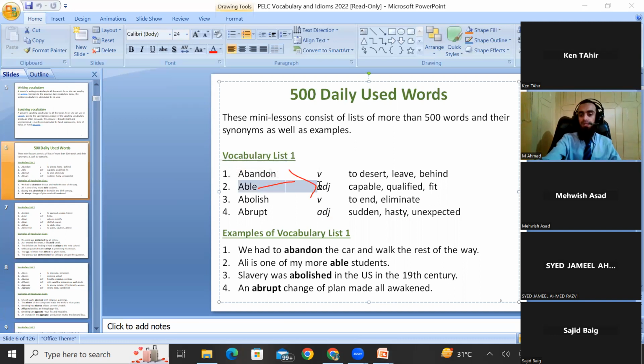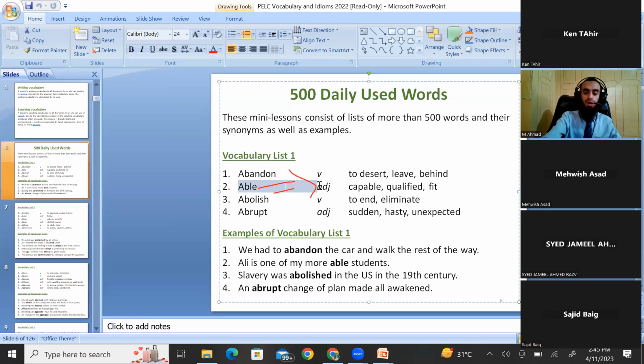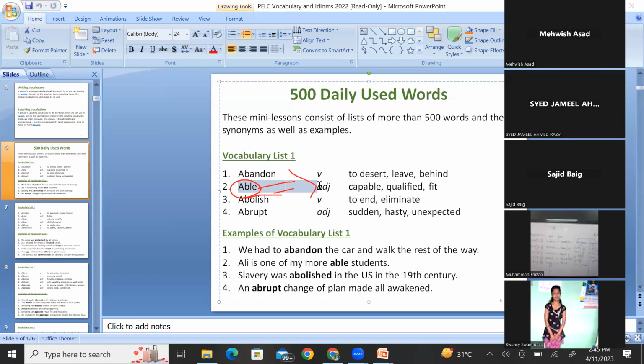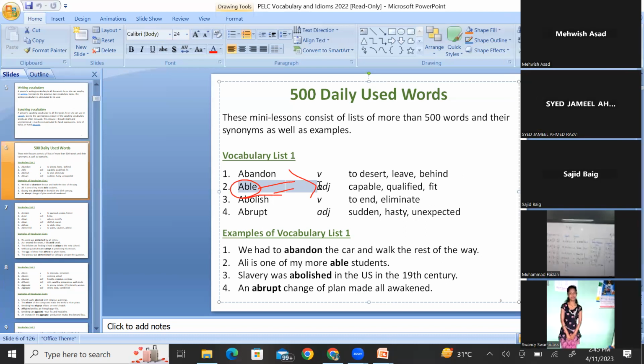How would you like to make a sentence on it? Yes, Sajid, how would you make a sentence on able? Yes, sir. I am able to do this. Like, if somebody asks me to do something, I can say I am able to do this. Very good. Abolish means to eliminate, to end, to finish.